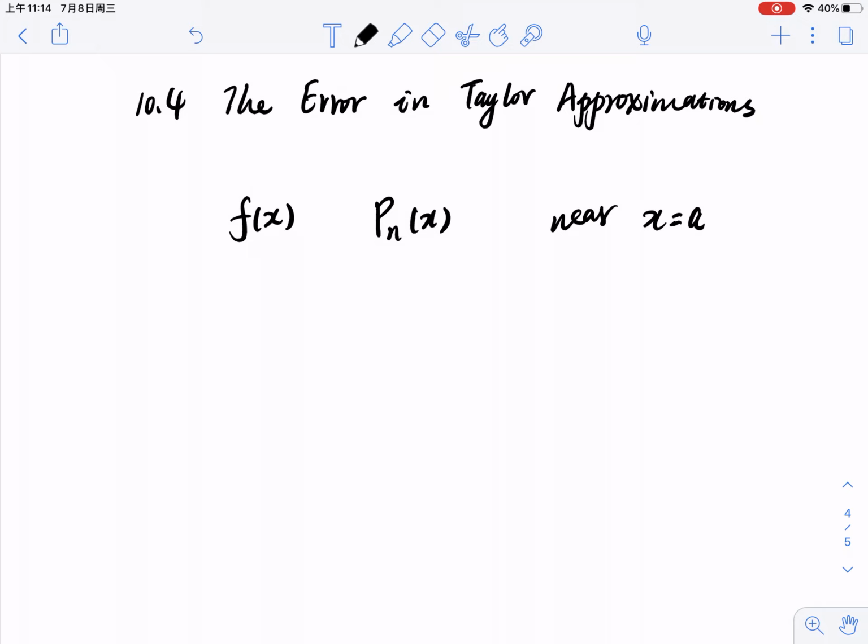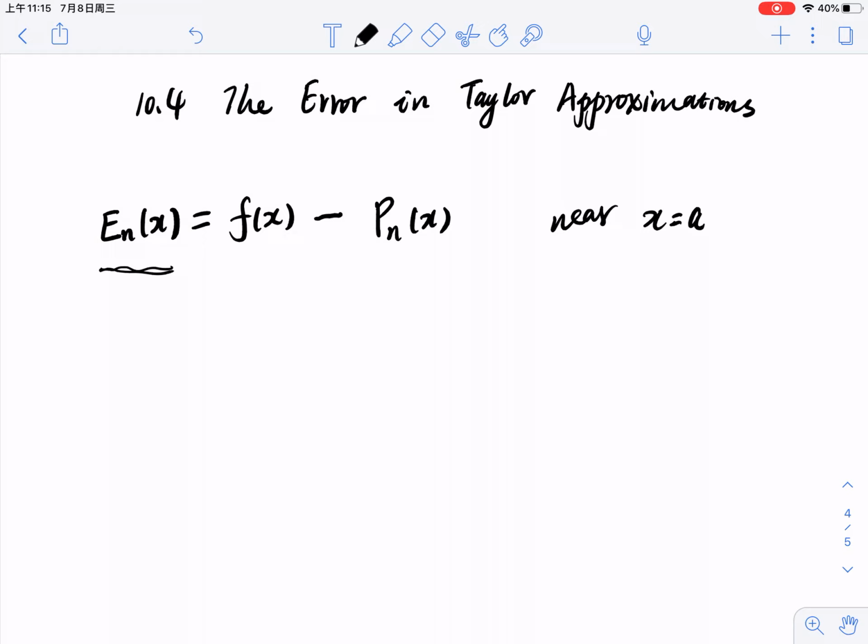In order to know whether we have a good approximation, we need to look at the error between f(x) and P_n(x). This error, we denote as E_n(x). Of course, we want the size of E_n(x) to be small, and we do this by finding an upper bound for the absolute value of E_n(x). The idea is that if this upper bound is small, then E_n also has to be small.